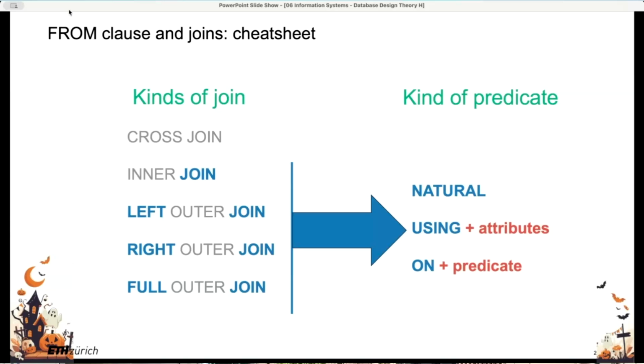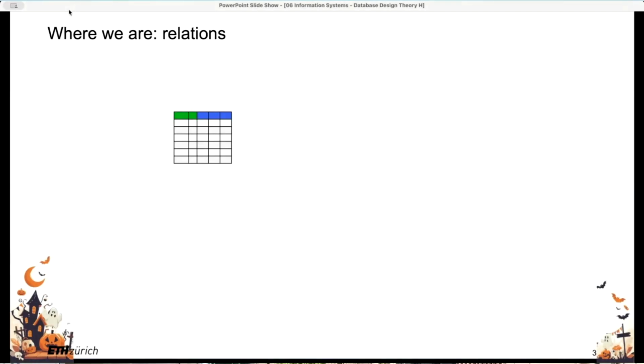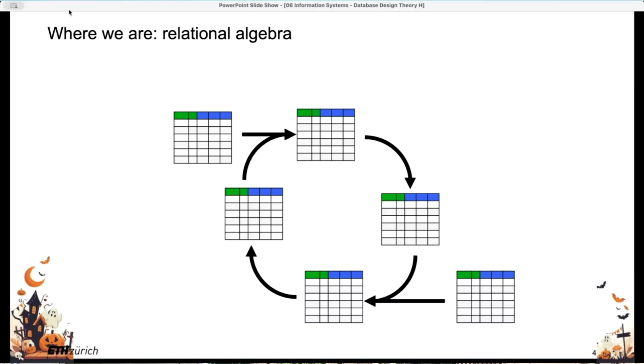Everybody with me? Right? All right, so then we are going to move on to database design theory. It's again going to be heavy math. That's perfect for Halloween again. So where are we? Well, we define relations as sets of maps, bags of maps, or lists of maps, depending if you like chocolate, vanilla, or strawberry. So these 3 flavors.